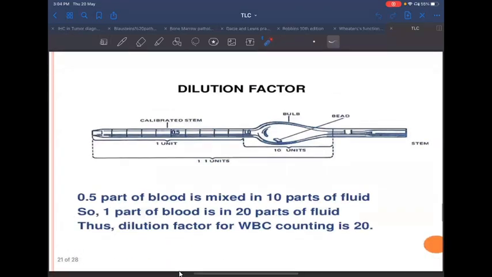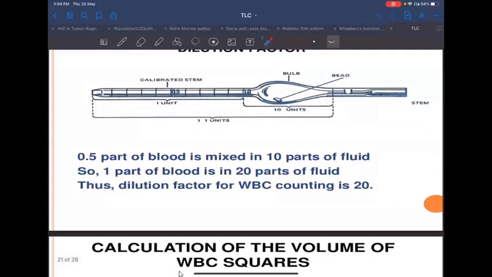And how to calculate the dilution factor? When we take 0.5 of blood and the rest 10.5, because it's 11, so 0.5 is blood and 10.5 is the diluting fluid. But we then discard the initial 0.5 of the diluting fluid. So the dilution factor is 0.5 of blood and 10 parts of the diluting fluid. This gives us 1 part of blood and 20 parts of the fluid, giving us the dilution factor of 20.